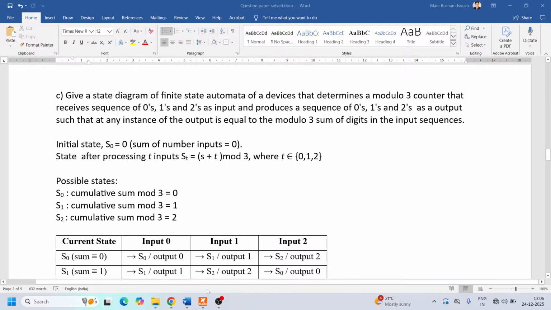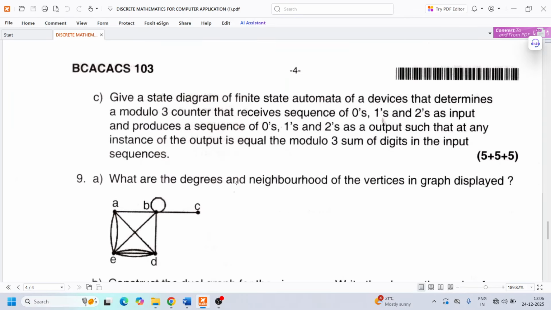Let us go to the next question, and the next question is a lengthier question. So what is given over here? Give a state diagram for finite state automata. We are supposed to draw a state diagram for a finite state automata of a device that determines a modulo 3 counter. So what is the meaning of modulo 3 counter? It means this counter will give the remainder of any number that is divided by 3.